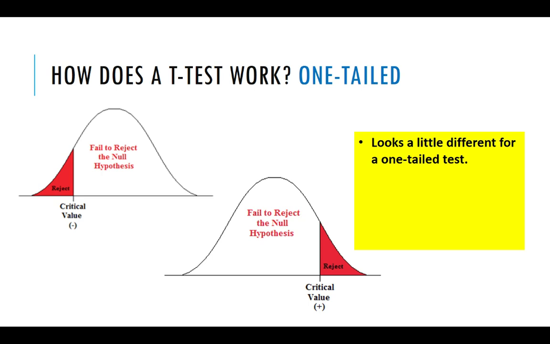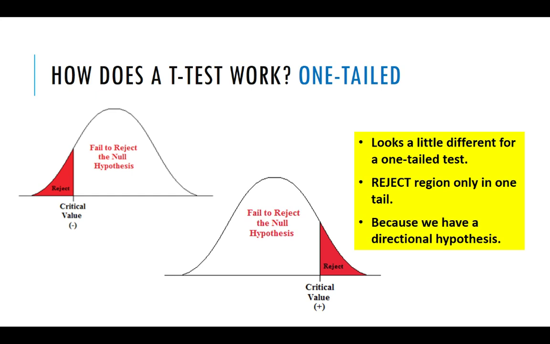Now, if we're doing a one-tailed test, and remember, think back, what's the difference? A one-tailed test is a directional test. So you think either mean 1 is greater than mean 2, or maybe you think mean 2 is greater than mean 1. Either way, you see that the distribution now has the reject region only in one of the tails. So that's why we call it one-tailed. So one-tailed versus two-tailed.